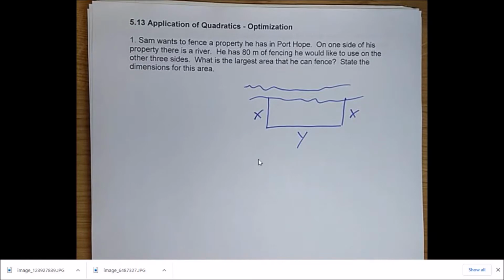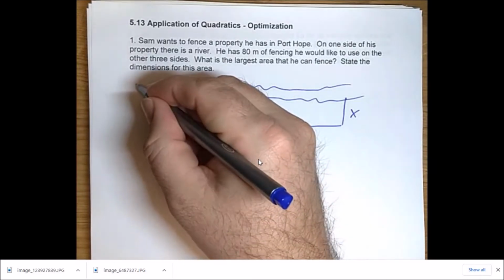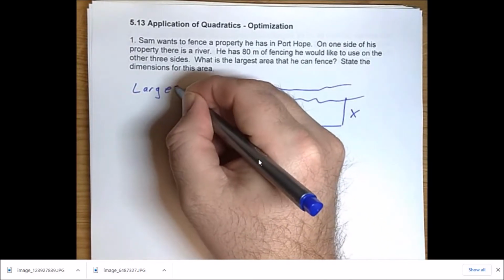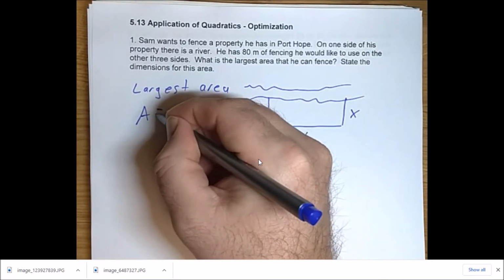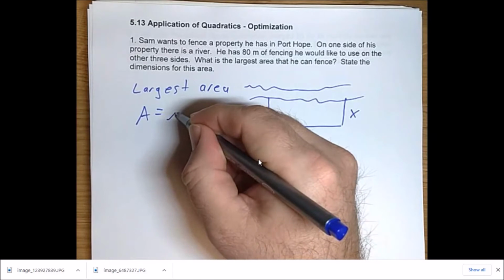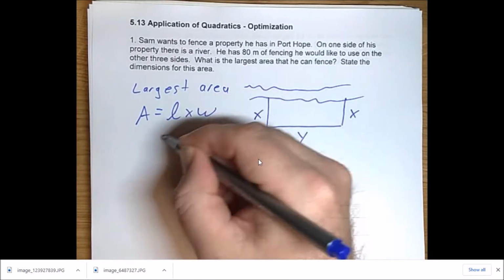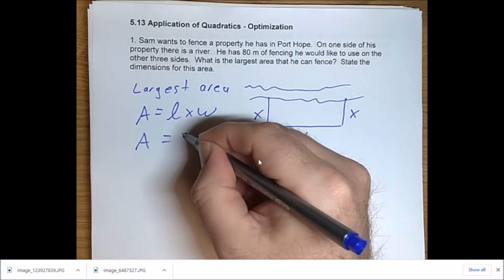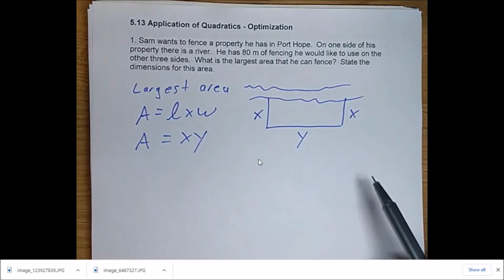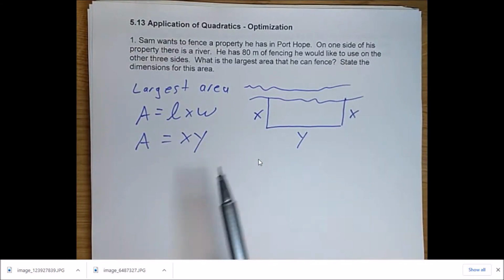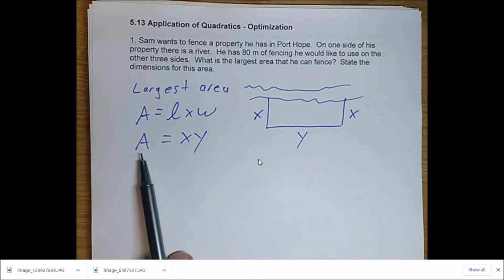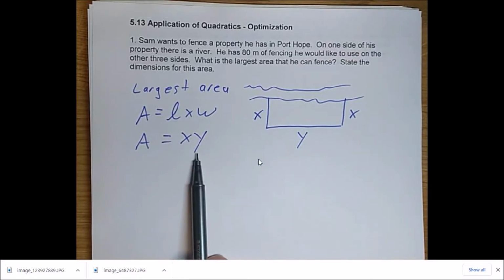So he wants the largest possible area, so largest area. And our area equation is length times width, or in our case, it's XY. So it's X times Y, it's a rectangle. Okay, now we have two letters. We have three letters here, 1, 2, 3. We want to eliminate one of the letters.